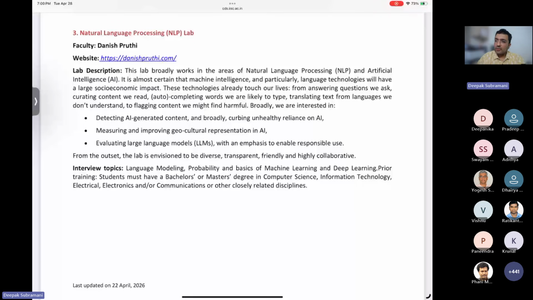So now the interview topics would be on language modeling, probability and basics of machine learning and deep learning, loss functions, what does a neuron do, what is a nonlinear activation function, right? What is gradient descent, your model is stuck training, how do you proceed, those kind of questions. But you must have a bachelor's or master's degree in computer science, IT, ECS subjects, right? So that is necessary for that lab.